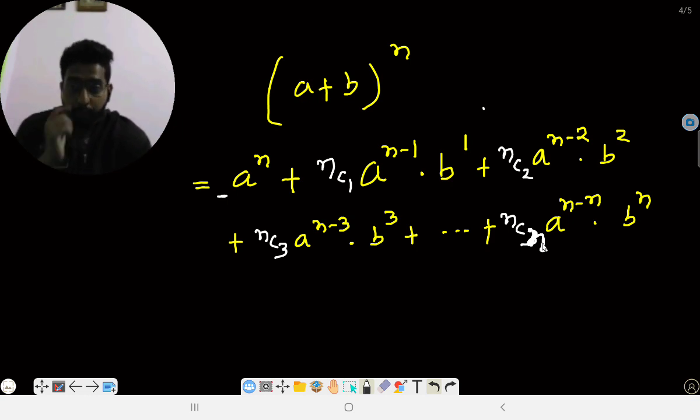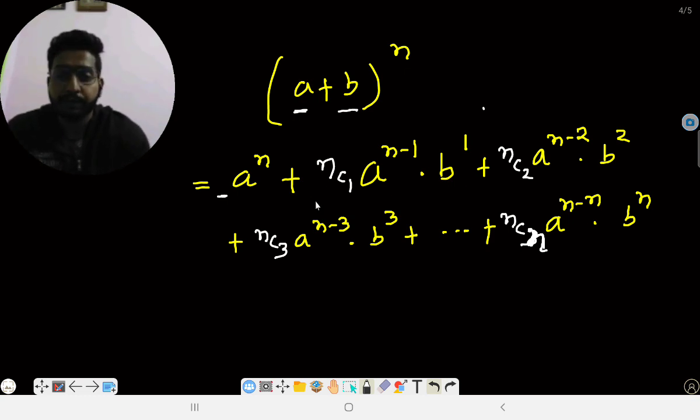Okay, so this type of thing you have to remember. First thing you have to remember, the power of the first term will be decreasing, and for the second one it will be increasing. Now we can see there are two terms, so that's why it is called a binomial. So binomial, this is the way to expand. Now from this, here we can find the general term.